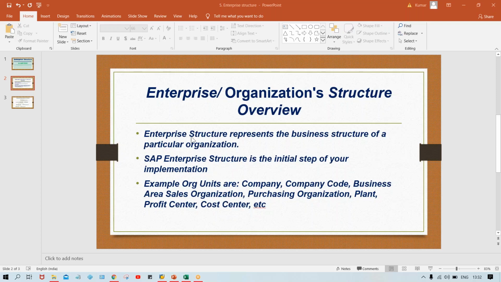If we talk about examples of enterprise structure or organizational structure, it is things like company code, business areas, sales organizations, purchase organizations, plant, profit center, cost center. These are all examples I have quoted. It doesn't mean they are from FICO only, I have added some from other modules also, right? The enterprise structure guide represents the business structure of a particular organization.